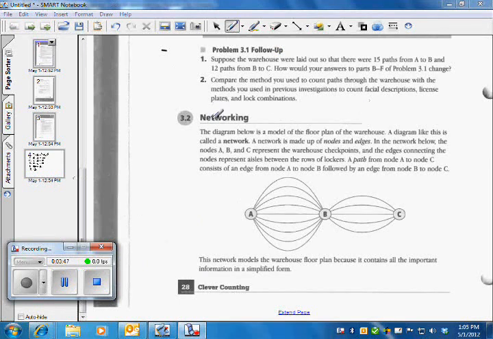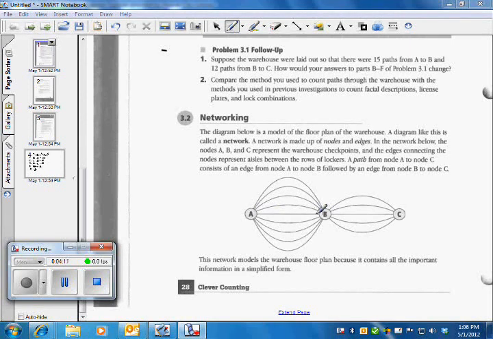We're going to skip ahead here a little bit and look at networking models. This diagram below is a model of the floor plan of the warehouse. A diagram like this is called a network. A network is made up of nodes and edges. And in this one below, the nodes A, B, and C represent the warehouse checkpoints. And the edges connecting the nodes represent the aisles between the rows of lockers.